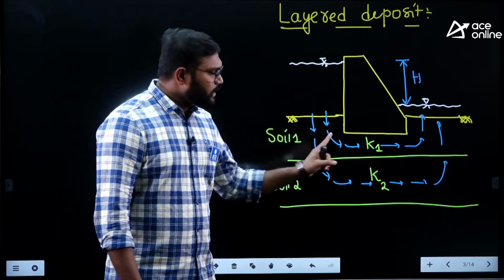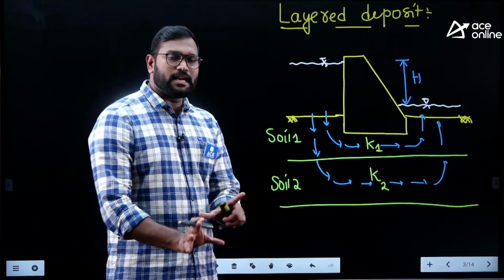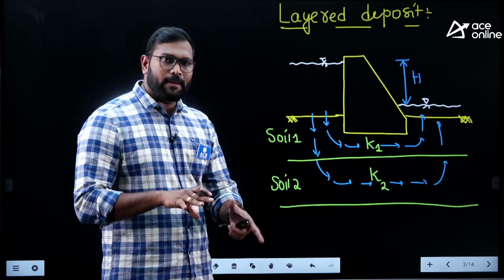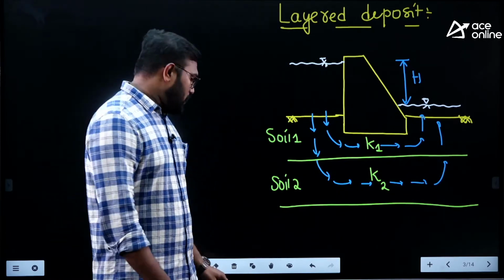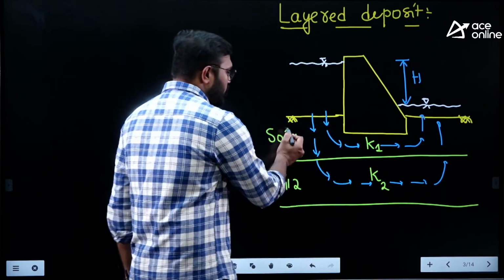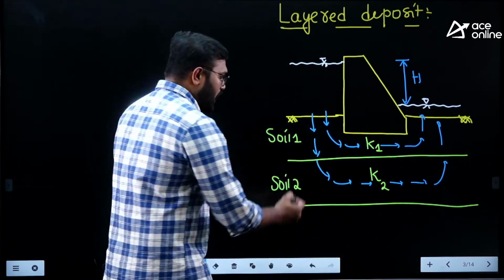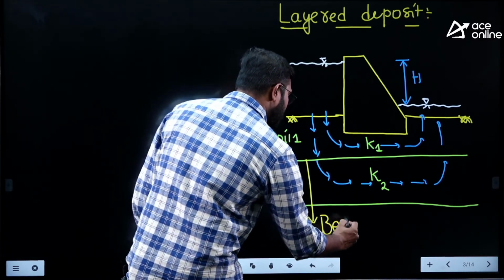But if you observe clearly, when the flow is happening, two things are happening. One is simultaneous flow and the other is one after another. Let me say it this way. This is soil 1 and this is soil 2. And whatever this interface is between soil 1 and soil 2, can I call it a bedding plane?